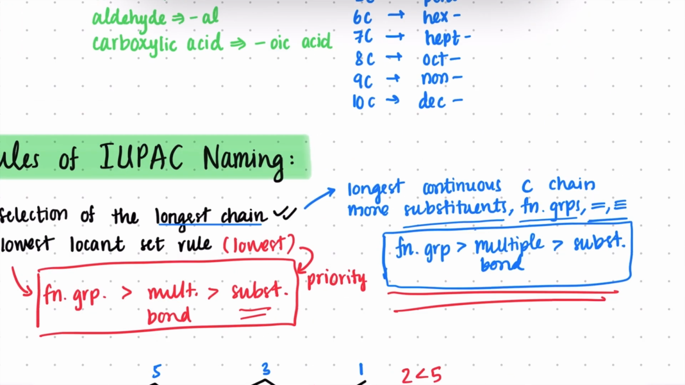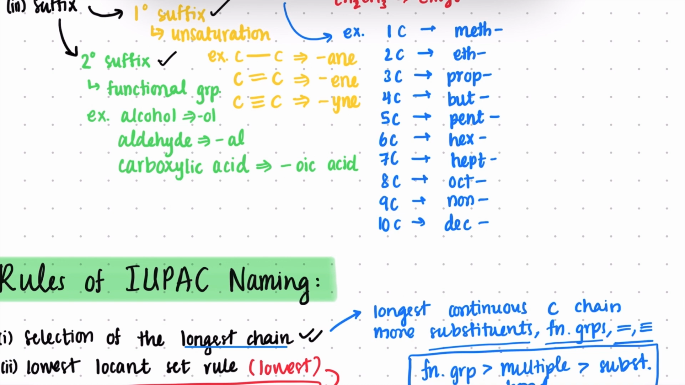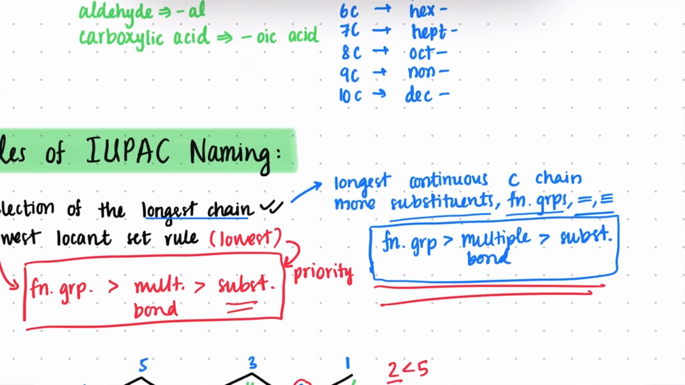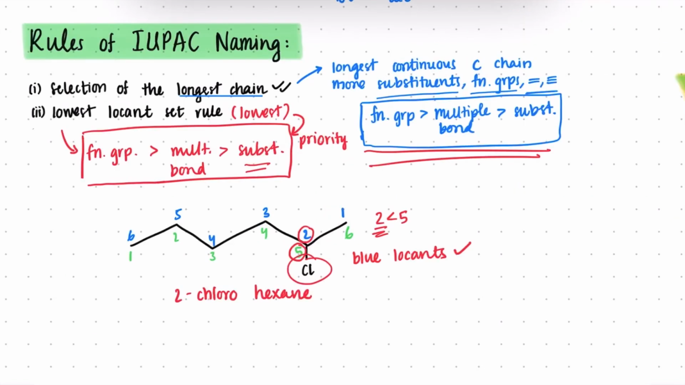So as we've discussed earlier, since there are no double or triple bonds, we're using ane. Since there are 6 carbons, we're using hex. And since there is a chloro group, we're using this. It's pretty straightforward. When you're mentioning the substituents, you also have to put the locant in front. But yeah, there are some things that I want to talk to you about when it comes to the rules of IUPAC naming, things to keep in mind.